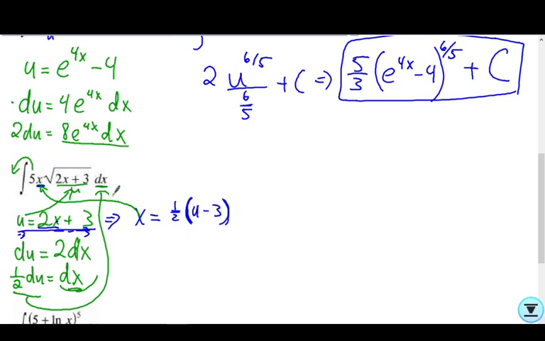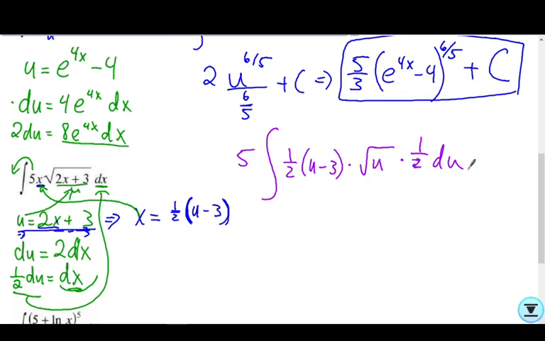Okay? So when I finish plugging in all of my stuff, I'm going to have that 5 out in the front. For my x, I'm going to have 1/2 u minus 3 times the square root of u times 1/2 du. Okay? And like I said, we moved this 5 out front, so this right here, that's x. This is what we ended up with, the square root of 2x plus 3. And then this is my dx, and here's the 5.